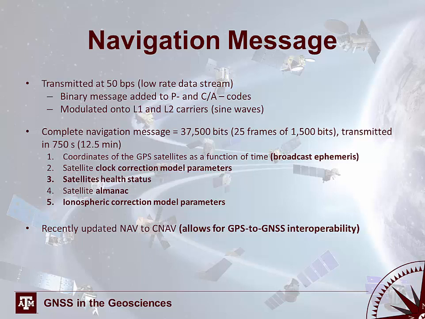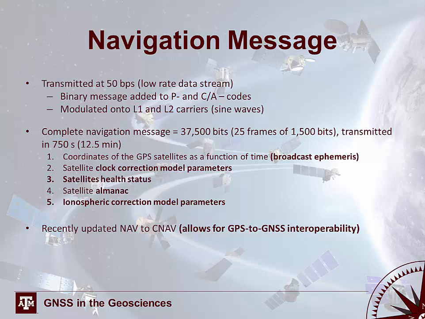So some of the information that's contained within the navigation message is the broadcast ephemeris. What that is, is the coordinates of the GPS satellites as a function of time. The satellite clock correction model parameters. So there's, as we'll see later on, actually slowing down and speeding up of the clocks based on where they are in the satellite orbit. It also contains information about the health status of each satellite, as well as the almanac or predicted locations of the satellites in the future. There's also ionospheric correction model parameters, as I said earlier.